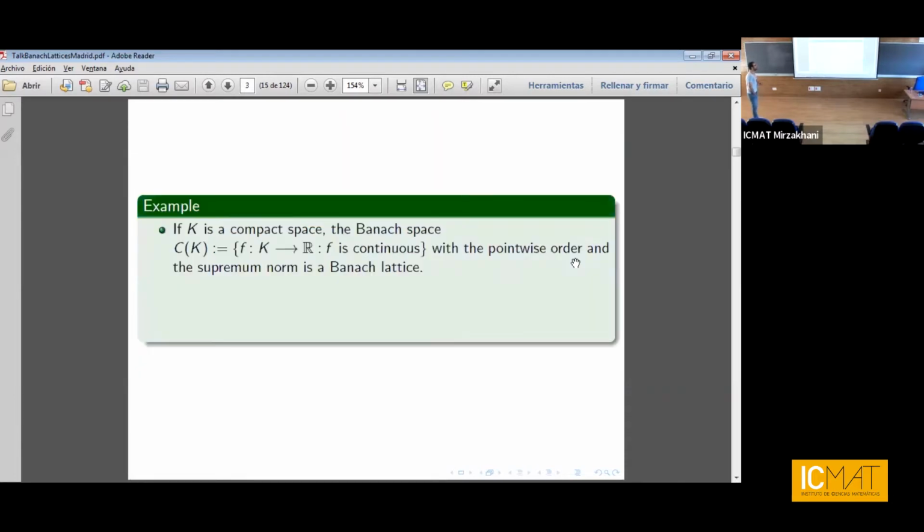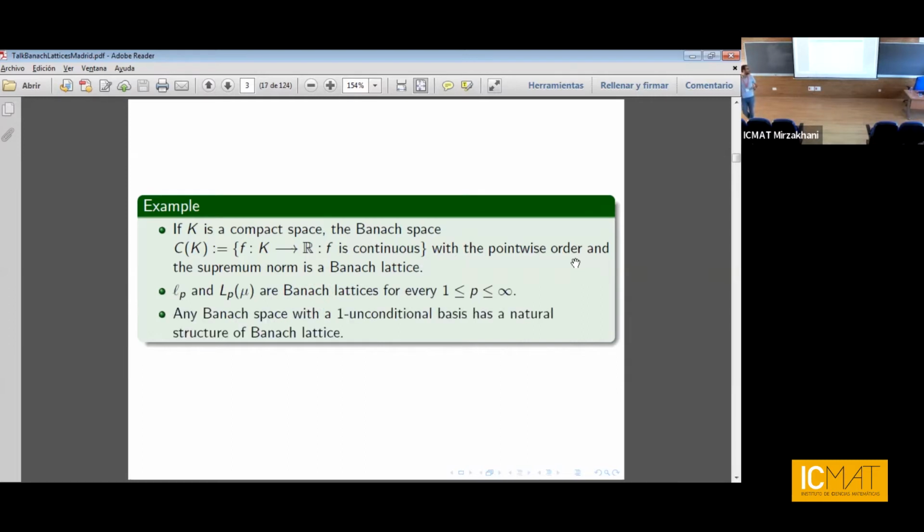So the norm of any element coincides with the norm of its absolute value. And almost every classical Banach space has a natural structure of a Banach lattice. C(K) spaces are natural examples of Banach lattices, also little l_p, capital L_p(mu). And in general, any Banach space with an unconditional basis has a natural structure of a Banach lattice. So as you may know, Banach lattices are quite natural examples of Banach spaces.